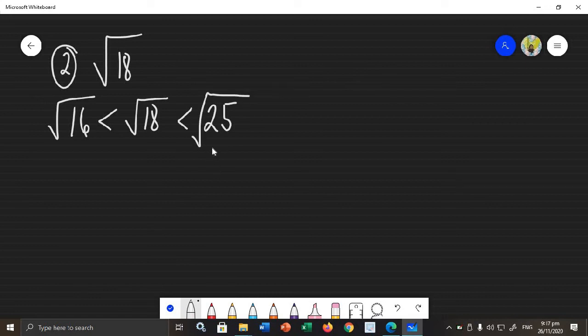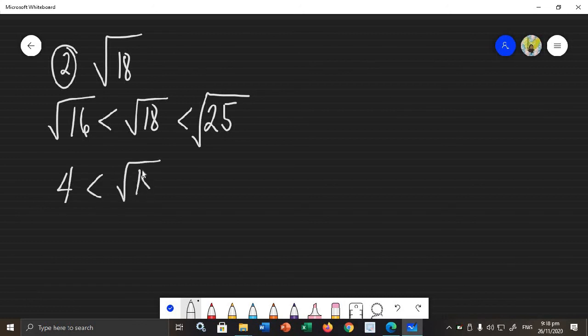So, observing this, saan kaya mas malapit si 18? Sa 25 kaya or sa 16? So, again, you can subtract para malaman nyo kung saan siya mas malapit. So, 25 minus 18, that is 7. 7 yung pagitan nila. And then 18 minus 16, 2. So, dito mas malapit siya sa 16. Kasi, 2 units lang pagitan nila. Dalawa lang. Dito, 7 units. So, therefore, we will get the square root of 16, which is 4.